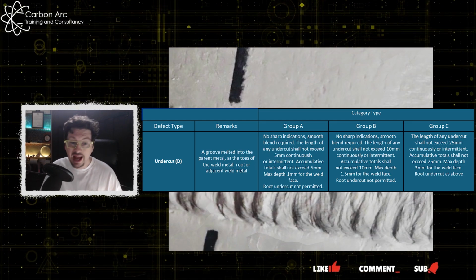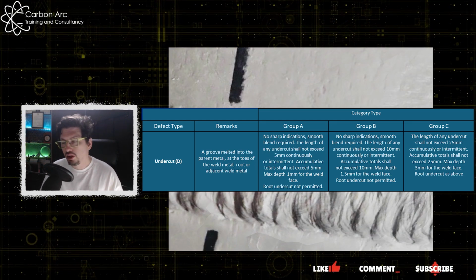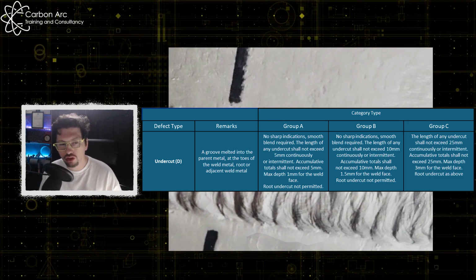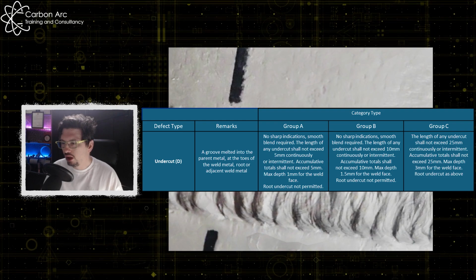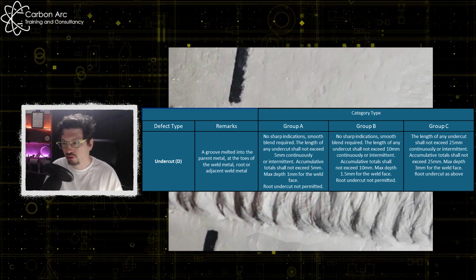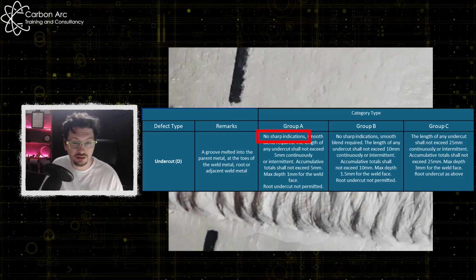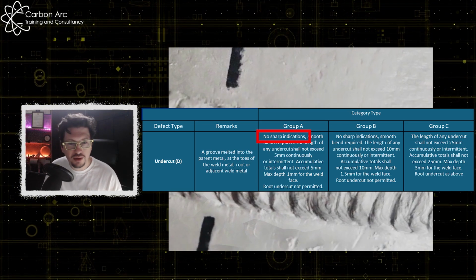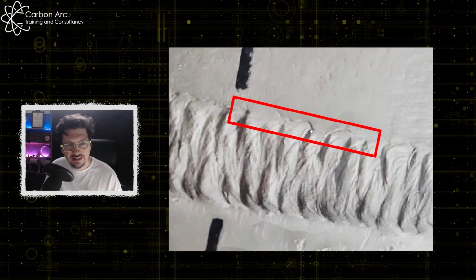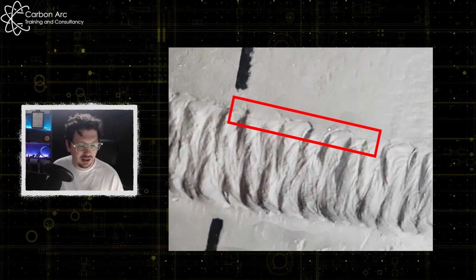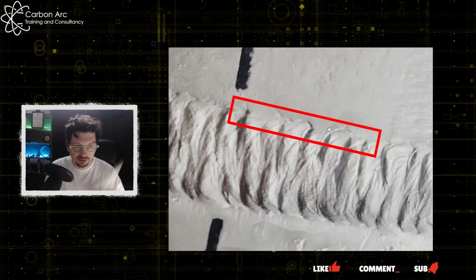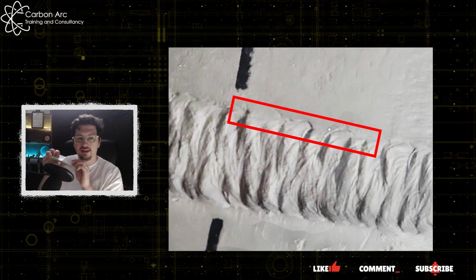For our cap defects here though, what we need to look at is a couple of things, or you could look at a couple of things. The one that really matters though is this first one, no sharp indications. As we can see from our model, this area here definitely looks sharp. And one of the best ways to understand it is if you get your sample and put your nail in it. Let's see if I can hear this.